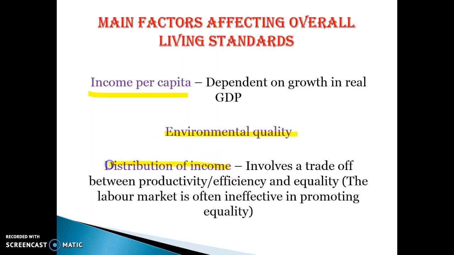So a lot of people will say there's a trade-off between improving productivity and efficiency, getting people to work harder, and promoting equality. So if we lower taxes, for example, that's going to encourage people to work harder because they get to keep more of their money. But on the flip side, that might hurt equity because there's less money available for welfare. So whenever we're measuring our overall living standards, we don't just look at GDP per capita, we look at the environmental quality of society or Australia, and we also look at the distribution of income. How evenly distributed is that income?